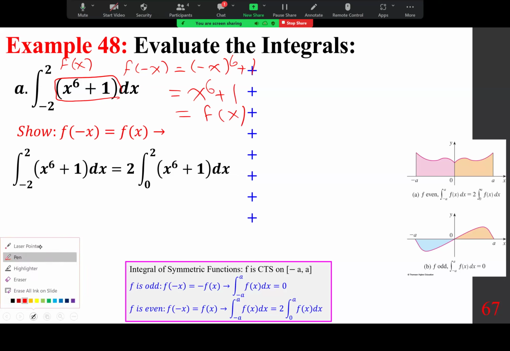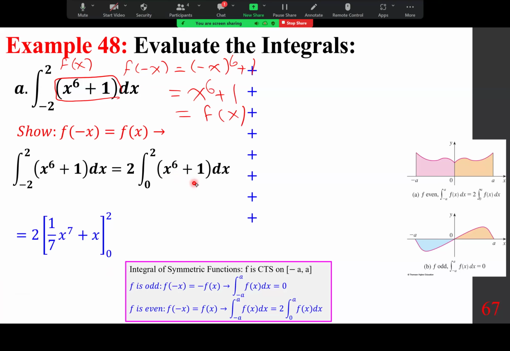Of course, that's an easy integral: 1 over 7 x to the power of 7 plus x. And the reason you want to go from 0 to 2 is because 0 makes it easy. Plug in just 2. And when you plug in 2 to the power of 7, 128 over 7 plus 2, and the 0 has no bearing. And so we get 284 over 7. You multiply this one by 2, and then you add 4. And 4 is 4 times 7, 28. So we get 284 divided by 7.